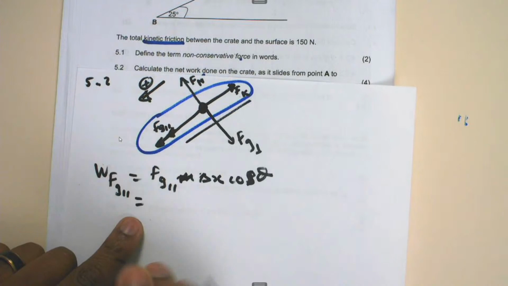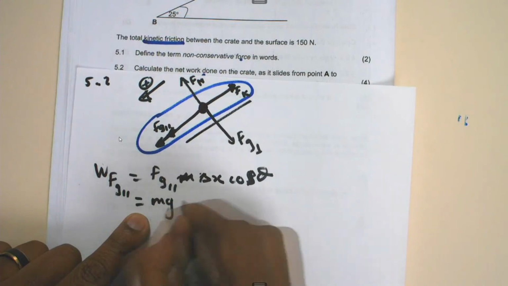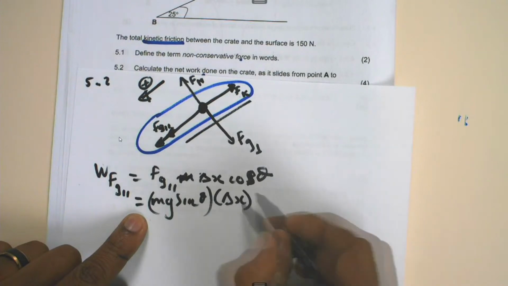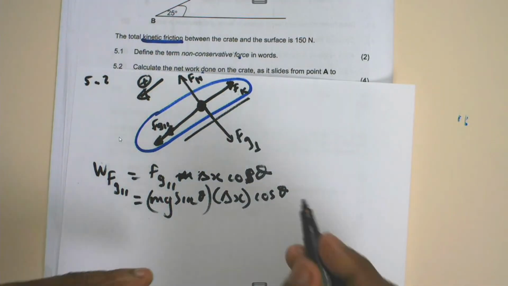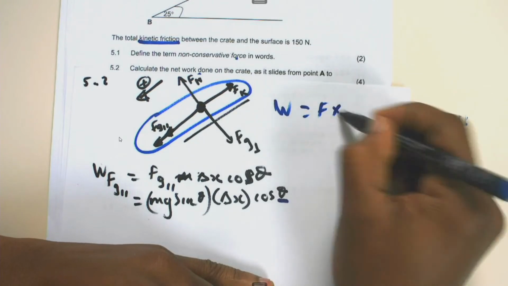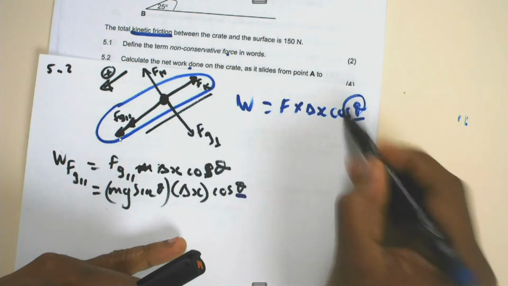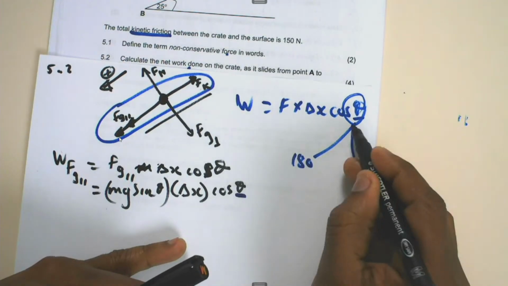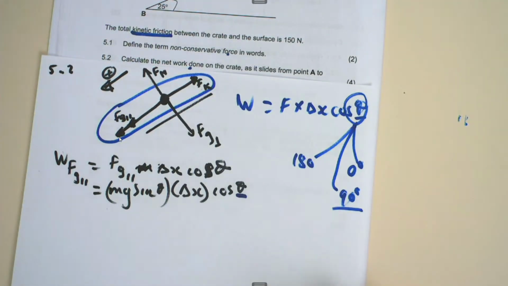Then you can do your calculations and say, but FG parallel is something like mg sine of theta multiplied by change in x cos of theta. I want to emphasize this angle here from the general formula of work, F multiplied by change in x cos of theta. This angle can either be 180, 0, or even 90 only. But if it's 90, then no work is done.